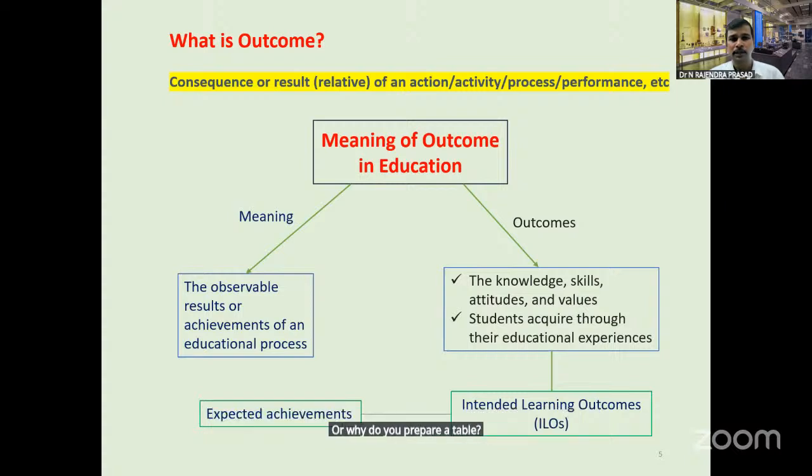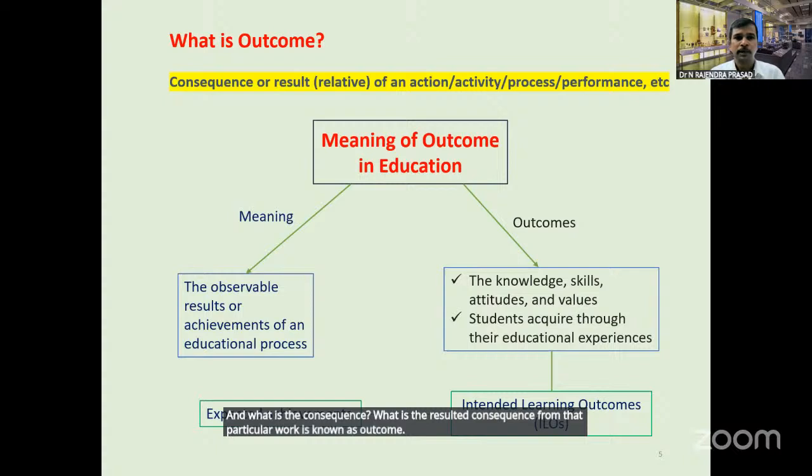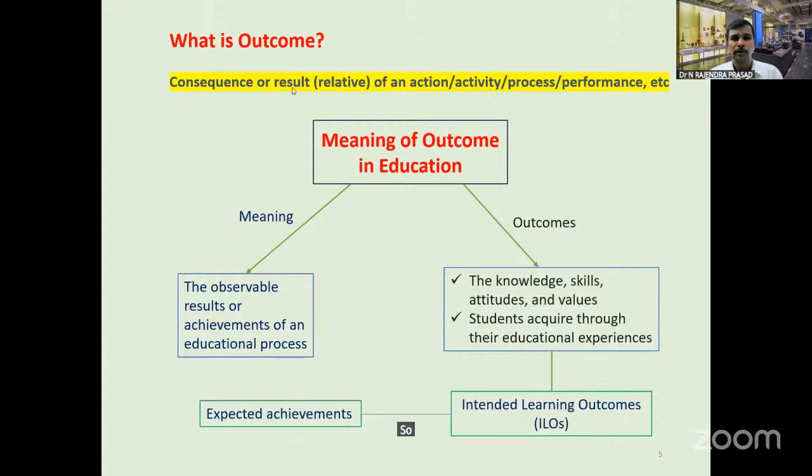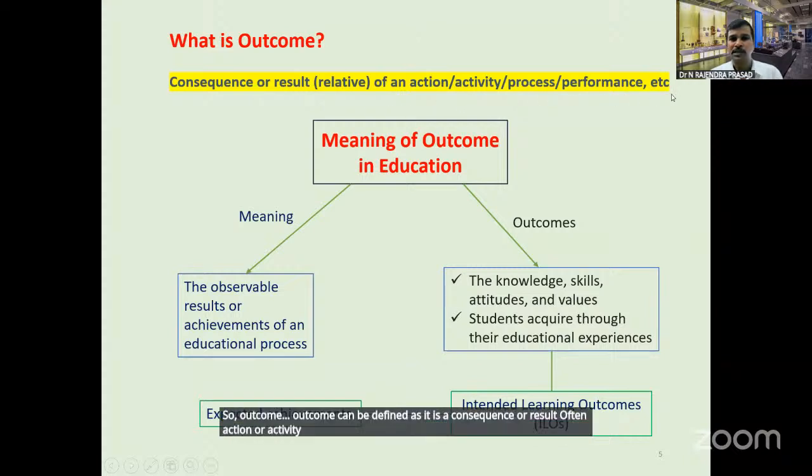These are all works. And what is the consequence? The resultant consequence from that particular work is known as the outcome. So outcome can be defined as a consequence or result of an action or activity or a process or performance.